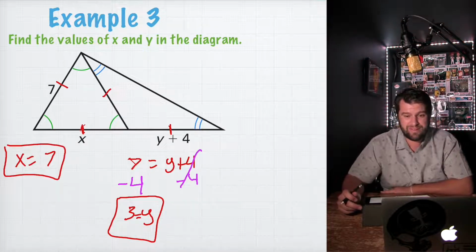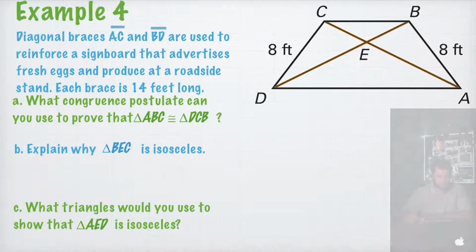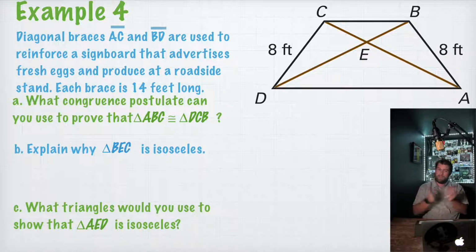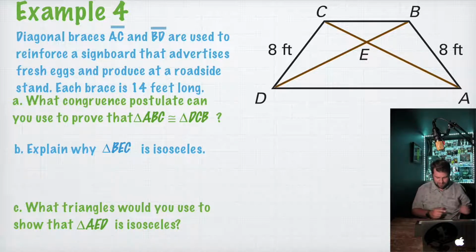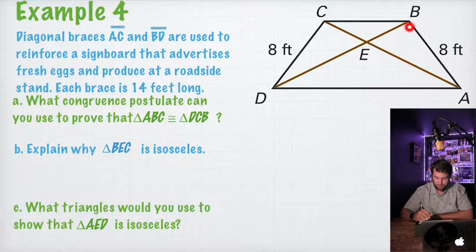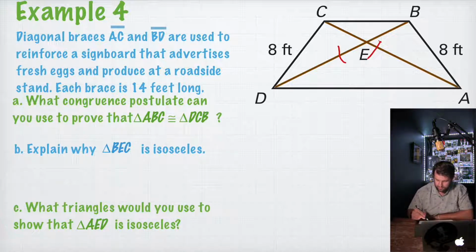We're flying through this lesson. Let's go ahead and just wrap it up with example 4, which will take us maybe a few more minutes than the rest of them. Okay. Example 4 says diagonal braces AC, right here, and BD are used to reinforce a signboard that advertises fresh eggs and produce at a roadside stand. Each brace is 14 feet long. So we know that each of these brown lines are 14 feet long. So we also know that they are congruent, right? Both the brown lines are congruent.